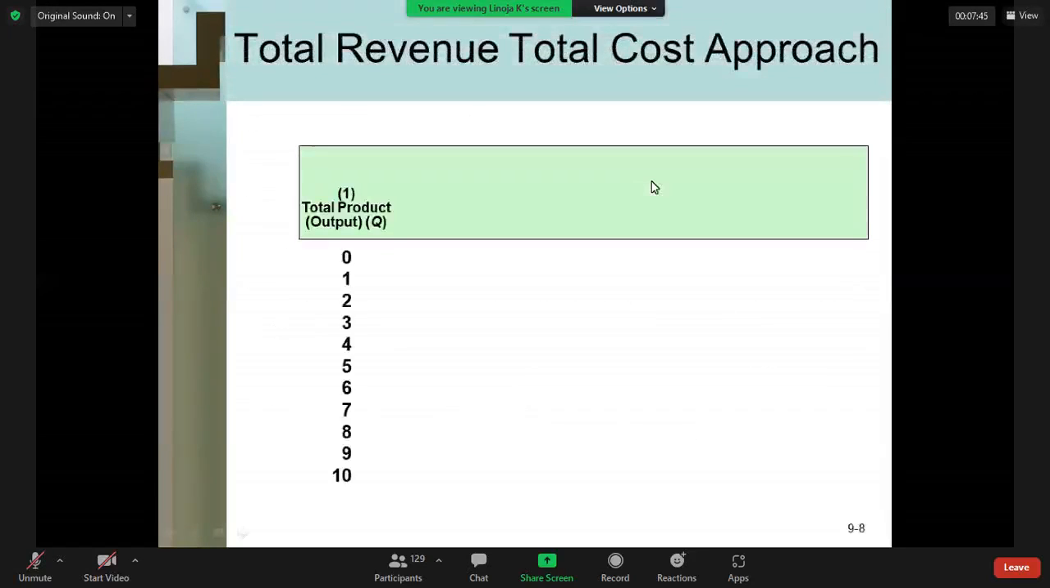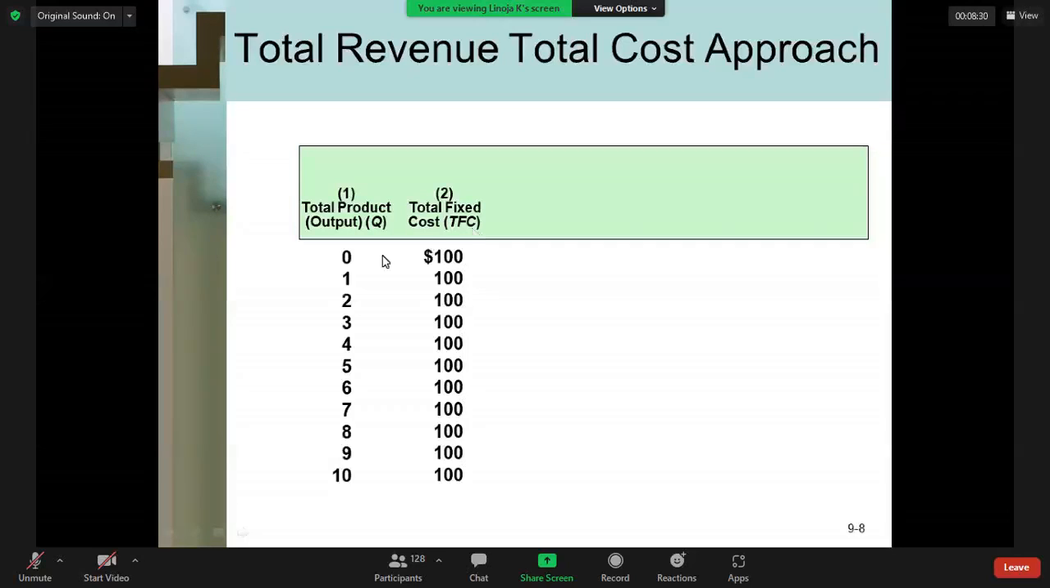First approach is the total revenue, total cost approach. For that, quickly mark down this. Total output: 0, 1, 2, 3, 4, 5, 6, 7, up to 10. Just write this down. Then total fixed cost. You know the fixed cost will not be changing. Fixed cost is the cost incurred from the fixed resources in a business, like buildings or some machinery. Those are fixed costs. The cost incurred is always the same for any amount.